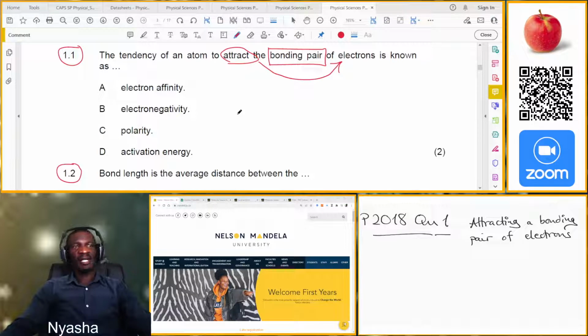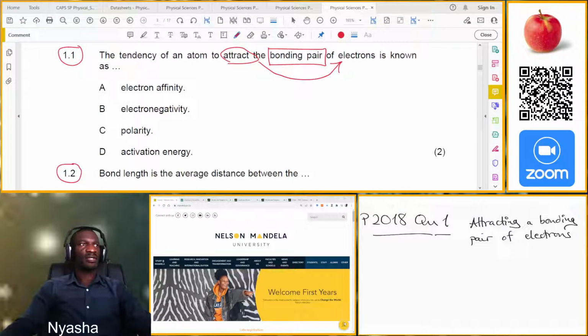Right, so I think by now you've gone through your notes and you've done some reading. So this one is a matter of just reading so that you can capture the correct response to it. Our obvious selection there would be your electronegativity.